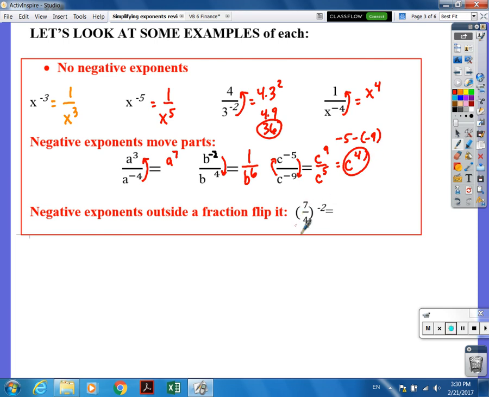So if you have one outside of a fraction, the cool thing is that the fraction itself flips, and then the exponent becomes positive. So that would be 16 over 49. So that's taking care of negative exponents.